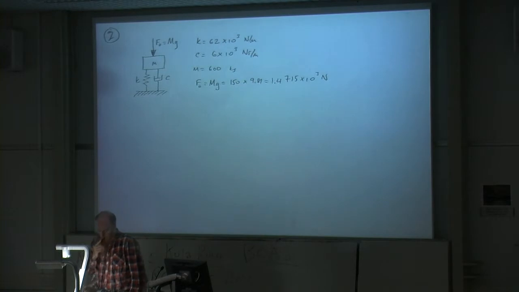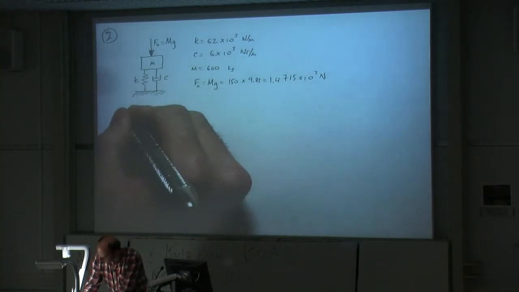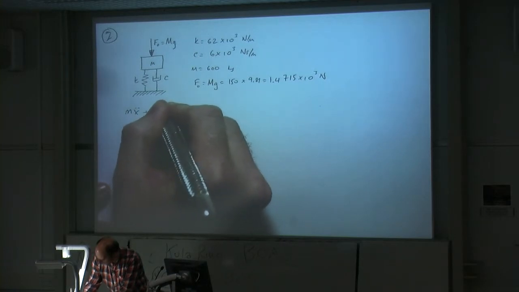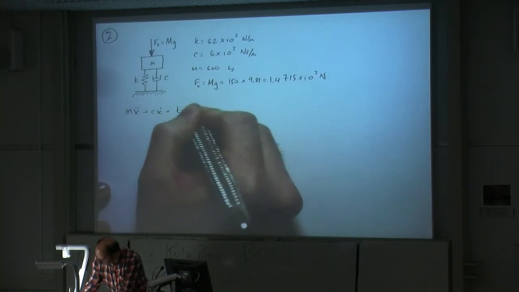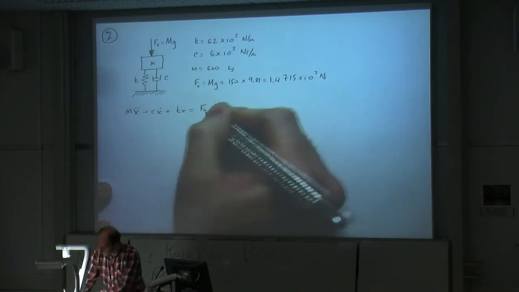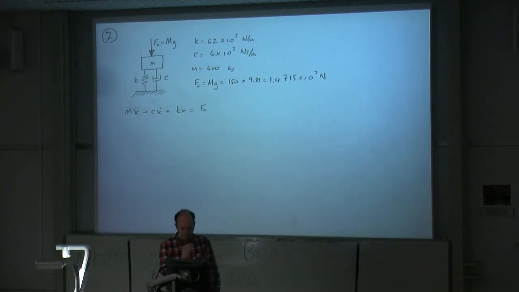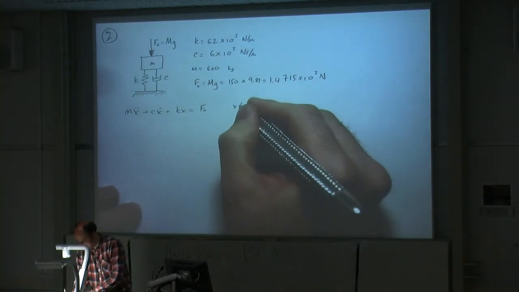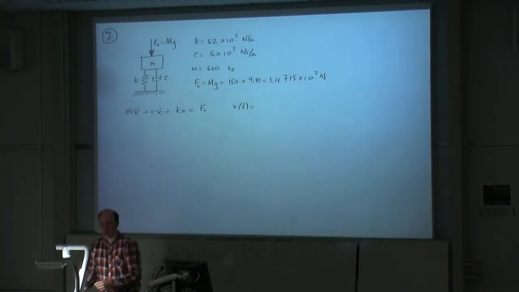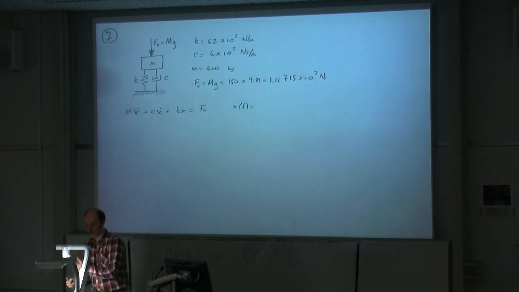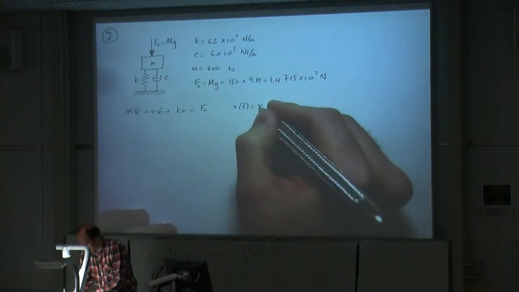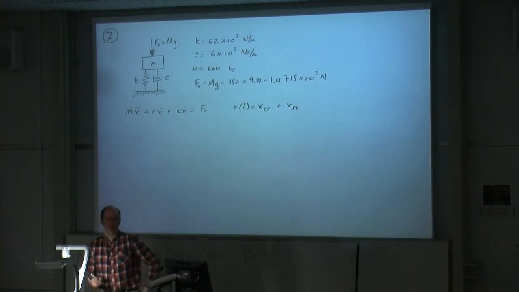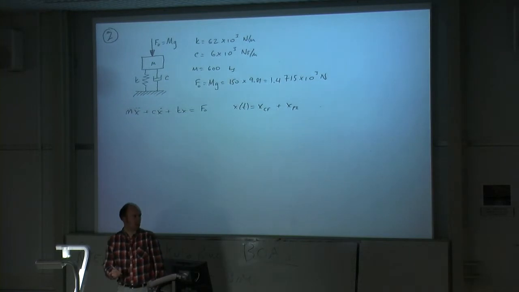Now we know we've got an equation of motion, m x double dot plus c x dot plus k x equals our forcing function, which is a constant, F naught. And we know that the solution to this equation, x of t, is the sum of the complementary function and the particular integral, x_cf plus x_pi. This is all from chapter 3, so it shouldn't be new.